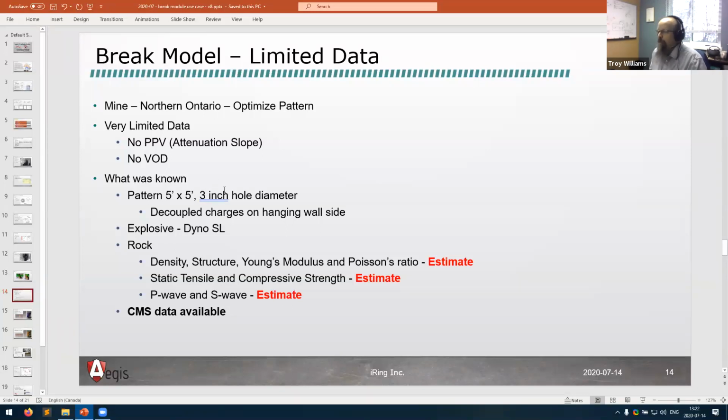They had no peak particle velocity data. They didn't have any VOD data. What we did know, the pattern. It was a 5 foot by 5 foot pattern with a 3-inch hole diameter, and they were using decoupled charges on the hanging wall side to try and preserve the hanging wall. They were using DynoSL, and we had to estimate everything else. We estimated the rock properties, we estimated density and structure. We estimated based on some of the mines in the area that we know about, but the one saving grace that allowed us to perform an analysis is they had CMS data.